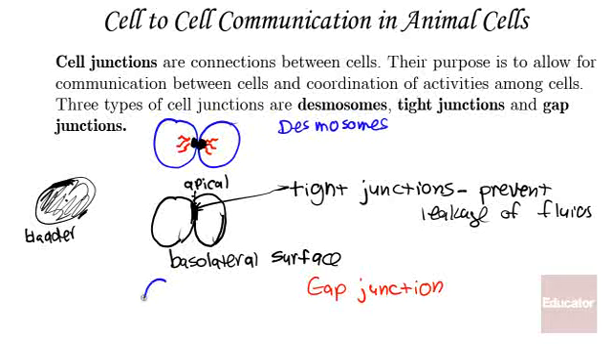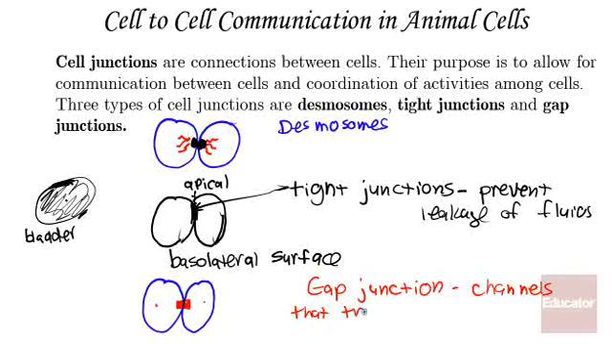Gap junctions are actually similar to plasmodesmata in plant cells because these are channels that allow the passage of substances directly from the cytoplasm of one cell to the cytoplasm of the next cell. Channels that transport substances from one cell to another, directly from the cytoplasm of one cell to the cytoplasm of another.